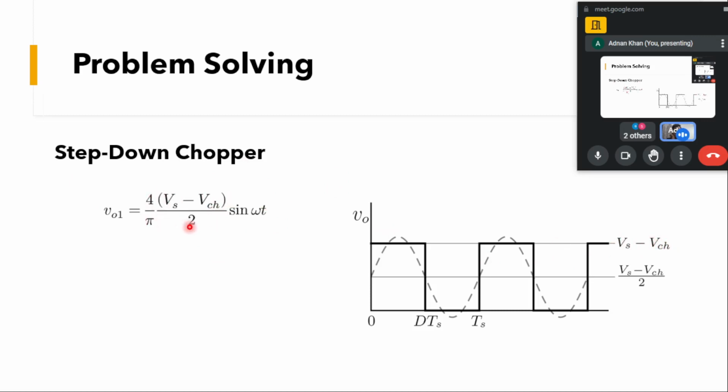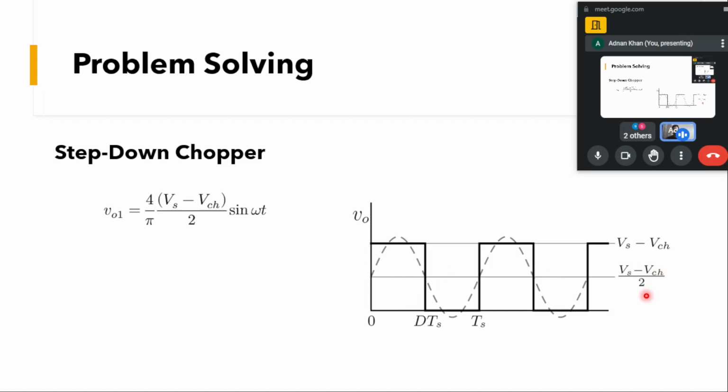Why have we written Vs minus Vch by 2? That is what I was telling you before. This is a square wave around this mean value, it has a DC shift. If we remove this DC shift and shift this wave downwards by Vs minus Vch by 2, then it will oscillate around the 0 line as a square wave. The peak value will be Vs minus Vch by 2.